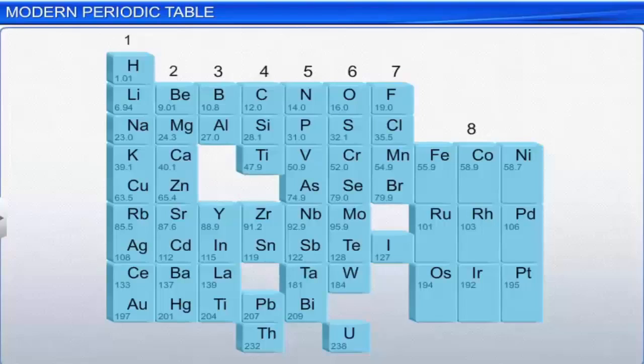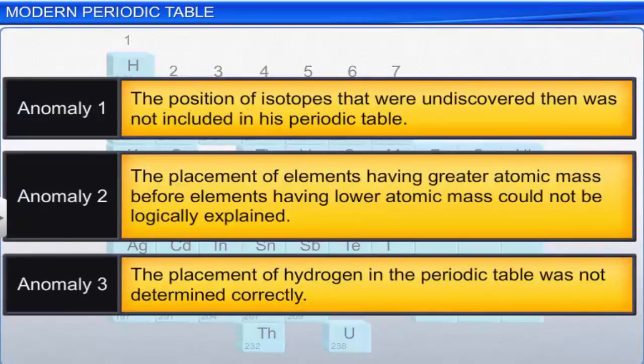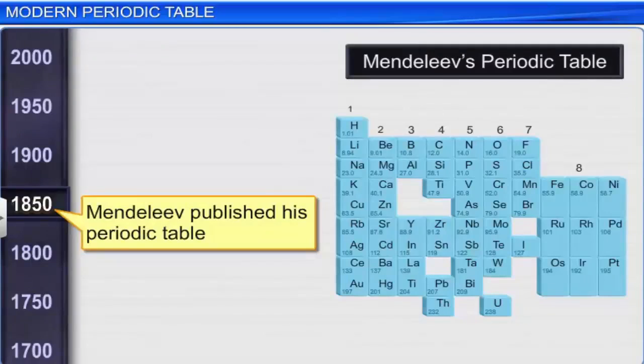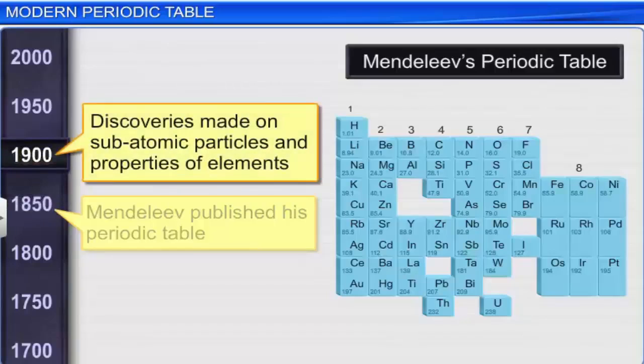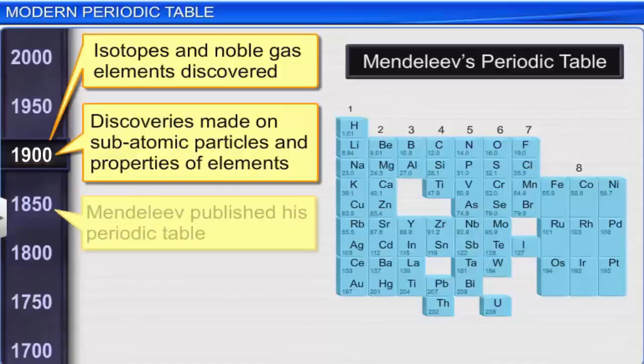You have already learned that the anomalies in Mendeleev's periodic table paved way for the development of the modern periodic table. Mendeleev's periodic table was developed at a time when the internal structure of atoms was unknown. Discovery of subatomic particles and their properties took place at the start of the 20th century. Isotopes and noble gas elements were also discovered around the same period. These discoveries warranted improvements in Mendeleev's periodic table.